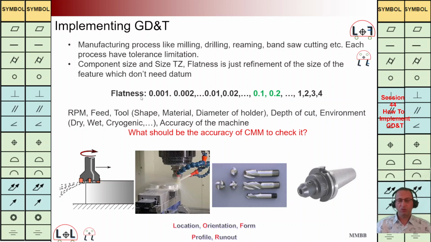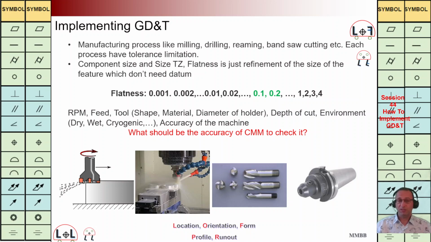For that, we need to know what the RPM should be, what the feed should be, what the material of the tool is, what the shape of the tool is to make that flatness, and what the depth of cut is, and whether it is wet, dry, or cryogenic. And we need to know the accuracy of the machine. Based on that, we are going to define the flatness. But let's say it is 0.1 or 0.05, something like that, depending on how we are going to make that component.